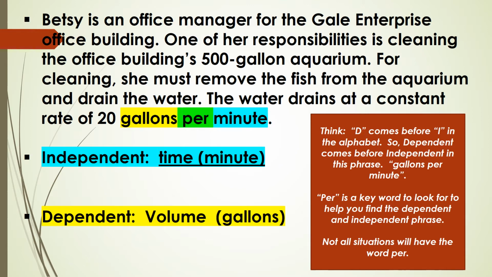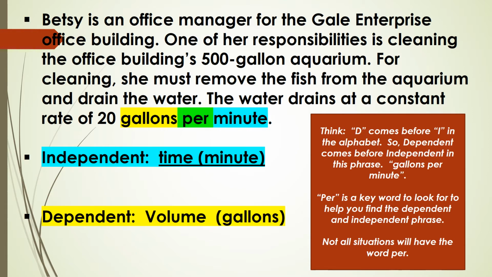The independent is time, and the unit of measure that you're measuring is minutes. And the dependent quantity, you're looking at your volume. And how are you measuring your volume? You're measuring in gallons.